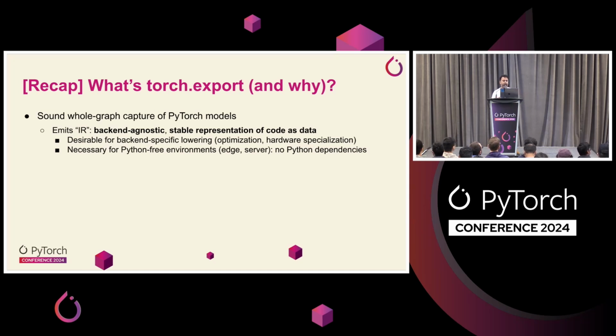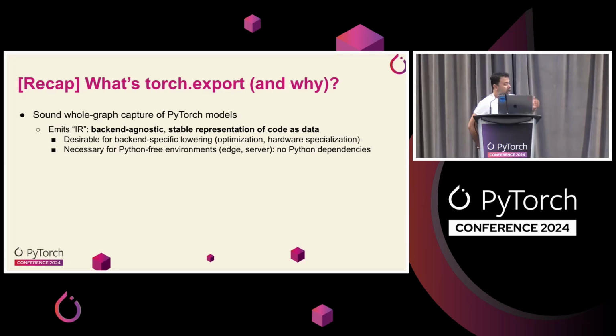Which means that we have cut all the dependencies that potentially your model's behavior could depend on without changing your model's code in some sense. So we're trying to capture a single representation of your whole model as IR. Also, cutting off Python dependencies is very critical for a lot of environments that are, let's say, memory sensitive or latency sensitive, such as edge or server.